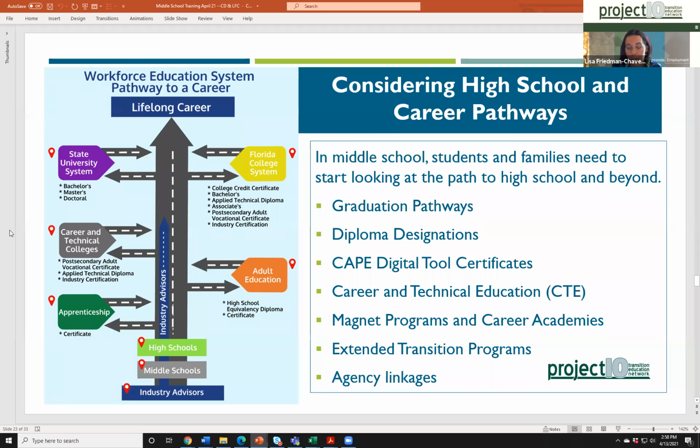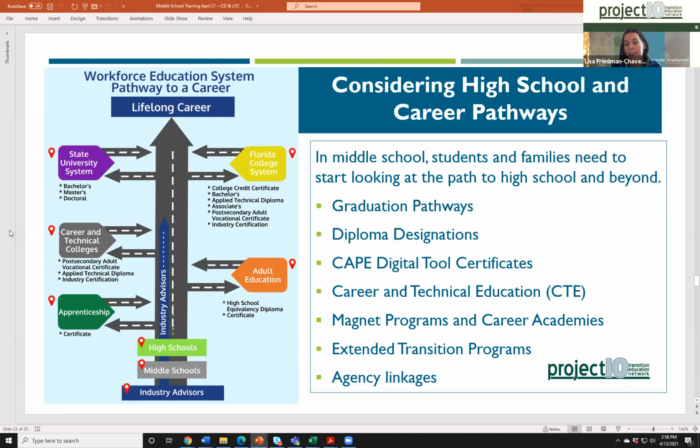The diploma designations, that there are 2. They're not diplomas. They are just designations on top of the standard diploma: career and professional education, the digital tool certificates, and also industry certifications. And the digital tool certificates, you can be earning those in middle school. And so they should be taking advantage of it if they can.